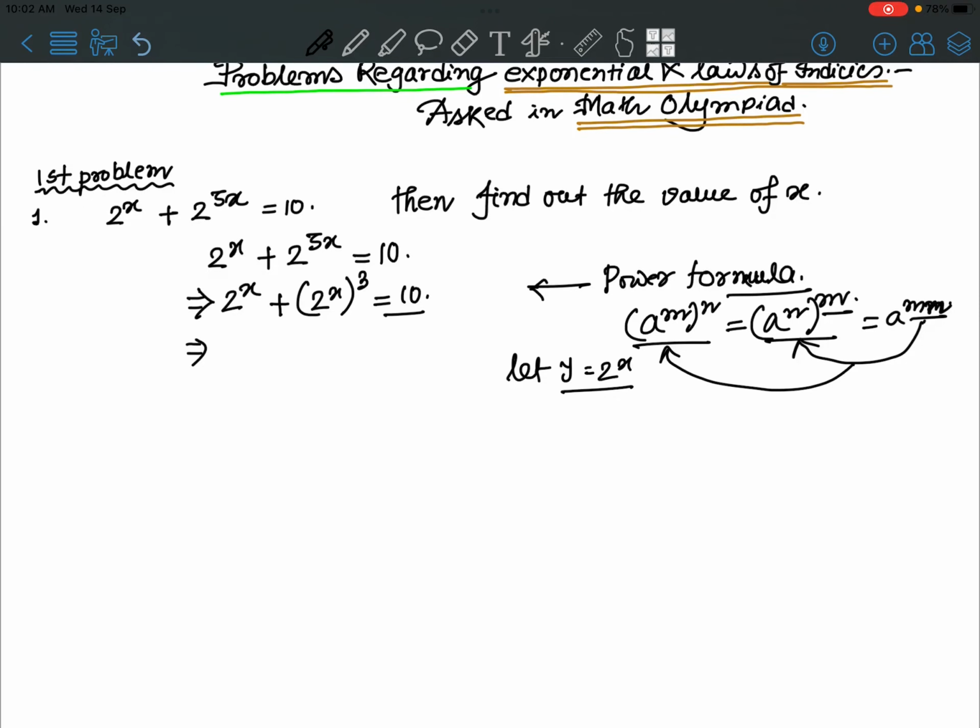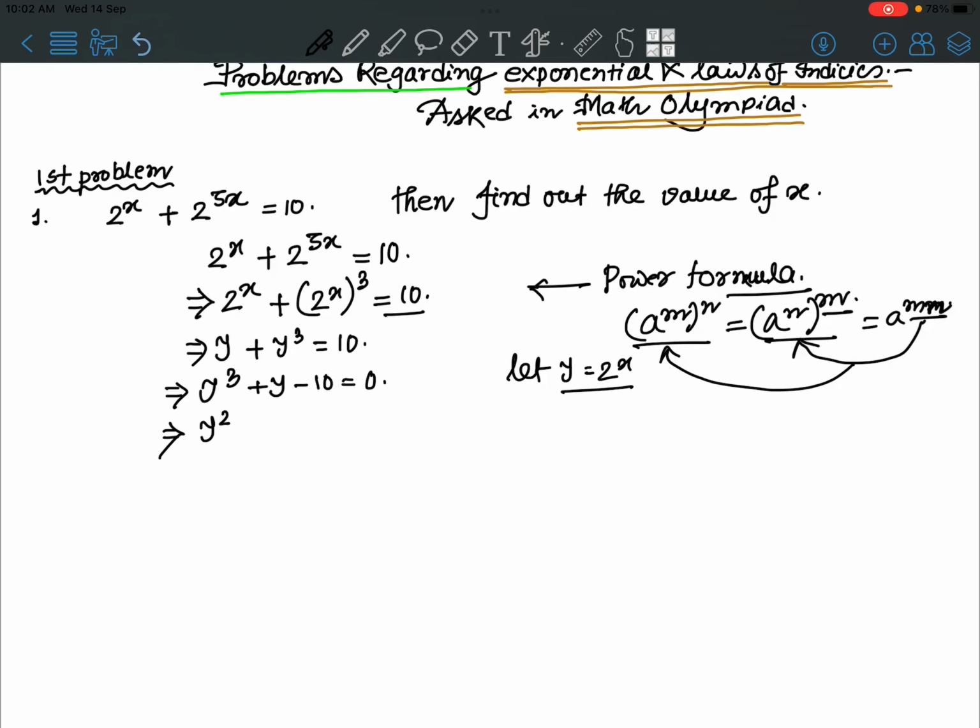Now we are going to replace 2 to the power x with y. Now we can write y plus y cube equals 10. Now arrange this equation in descending order: y cube plus y minus 10 equals 0. Now the question is how we are going to solve it. We are going to solve it by factorizing it.